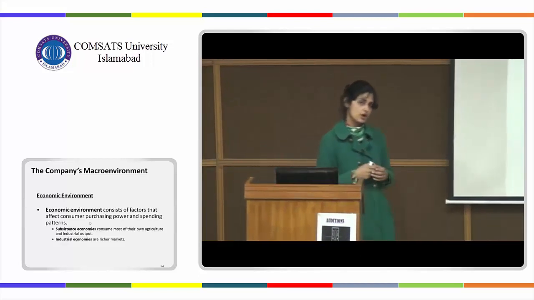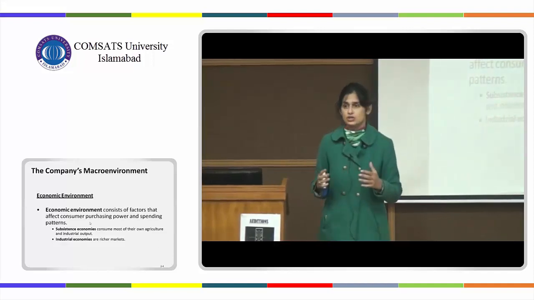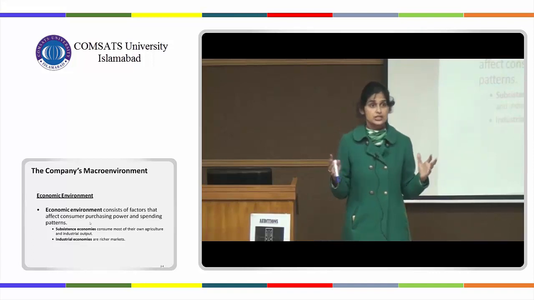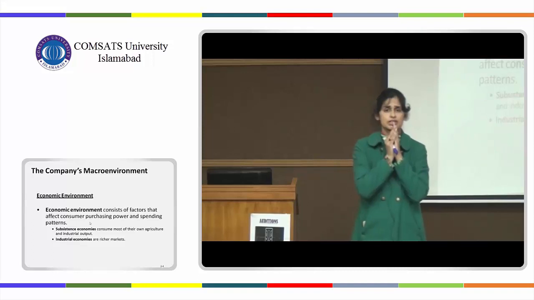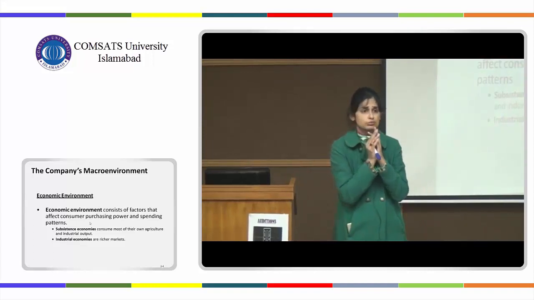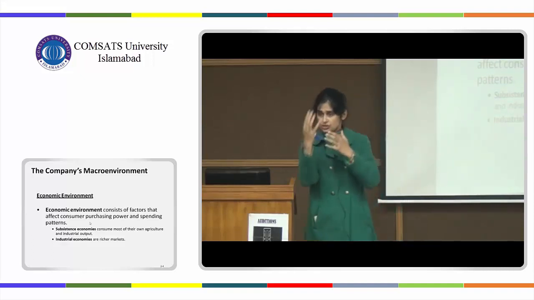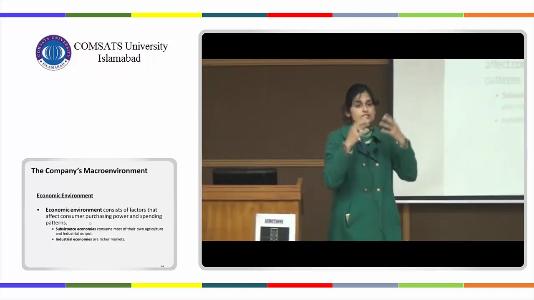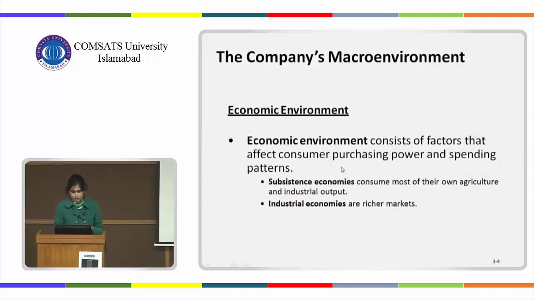We talked about two types of economies, subsistence economies and industrial economies. Subsistence economies are economies that consume what they produce, right? So they do not interact much with the outer world. Whereas an industrial economy is an economy where there's trade, where there's business, where there's exchange of goods and services. So it's a capitalist form of economy, which talks about richer markets.